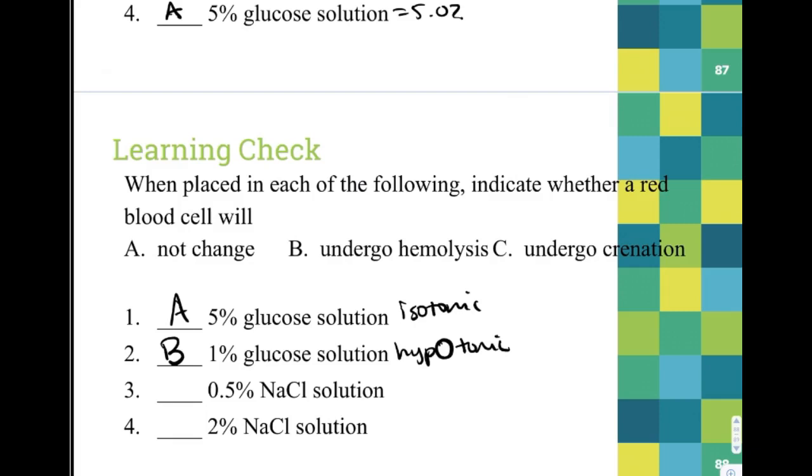0.5 sodium chloride. So again, 0.5 is hypotonic. So this would be bursting. And 2%, well, that's way more. That's hyper. And so I want you to think about the R in hyper like a cell that's crenating. It's getting all shriveled up. Okay. All right, that is chapter 9.